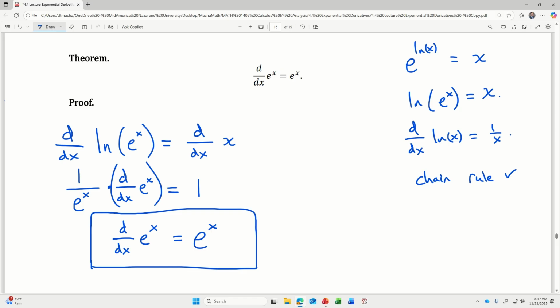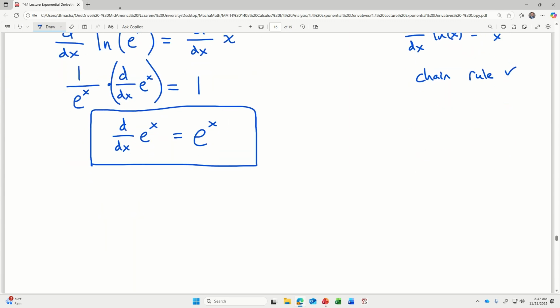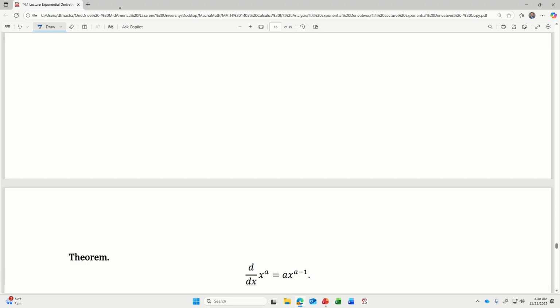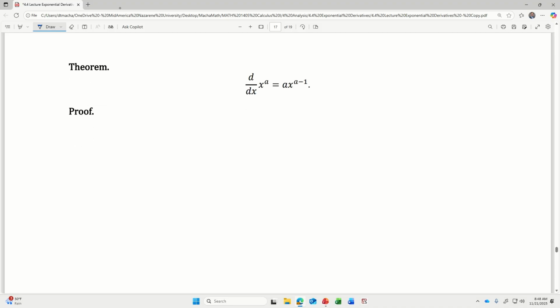But we had to find the derivative of the logarithm before we could find the derivative of e to the x, because notice we needed the derivative of the logarithm. We also needed the derivative chain rule. All this stuff builds on each other, like you've got to construct it one brick at a time. You can't build the roof before you build the walls. All right.